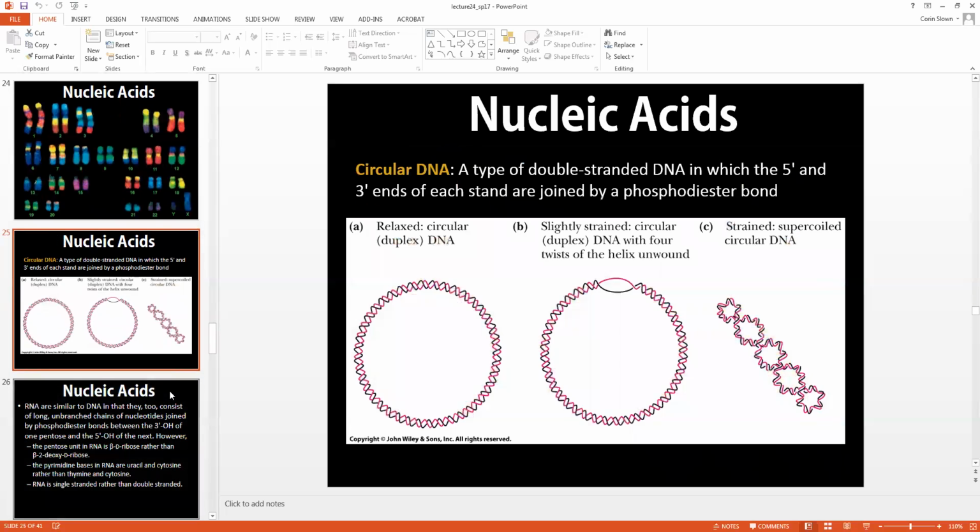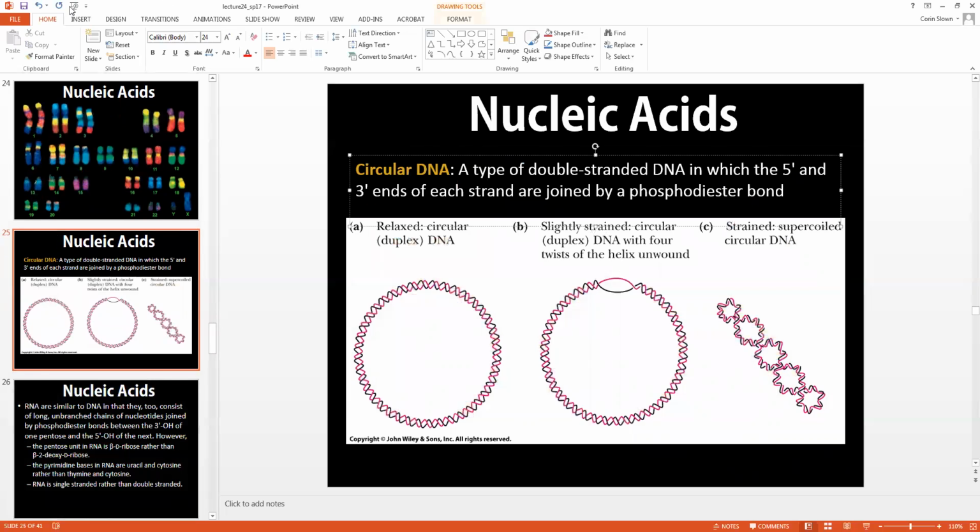The other piece of DNA that is worth talking about is circular DNA. This is a type of double-stranded DNA in which the 5' and 3' ends of each strand are joined by a phosphodiester bond. Now, it's important here to recognize that we can have circular DNA that's relaxed. We can have slightly strained circular DNA where we have unwound twists, and then we have strained or supercoiled circular DNA.